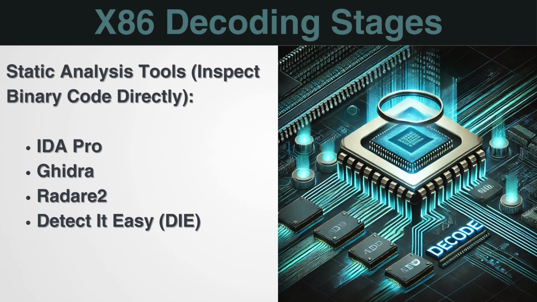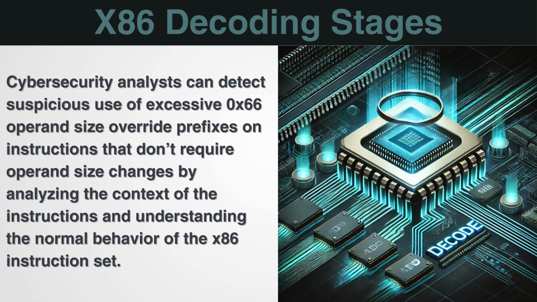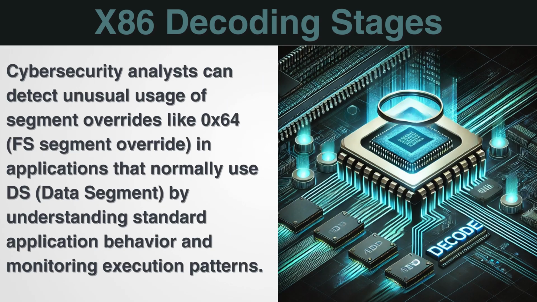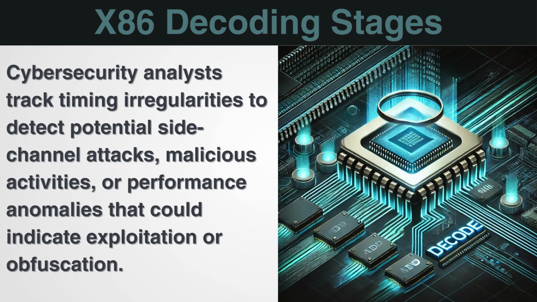And tools like Ghidra, IDA Pro, and Radare2 are used to inspect instructions for unusual prefix patterns. They'll often look for repetitive or inconsistent prefix usage, perhaps excessive 66 prefixes on instructions that don't require operand size changes, or unusual segment override prefixes like 64 for FS when the application normally uses DS. They might perform behavioral analysis in sandbox environments like Cuckoo Sandbox, which can observe CPU behaviors when executing potentially malicious code. And they'll track patterns like cache access timing irregularities, micro-op queue contention following specific instruction execution, and excessive segment override without functional necessity.